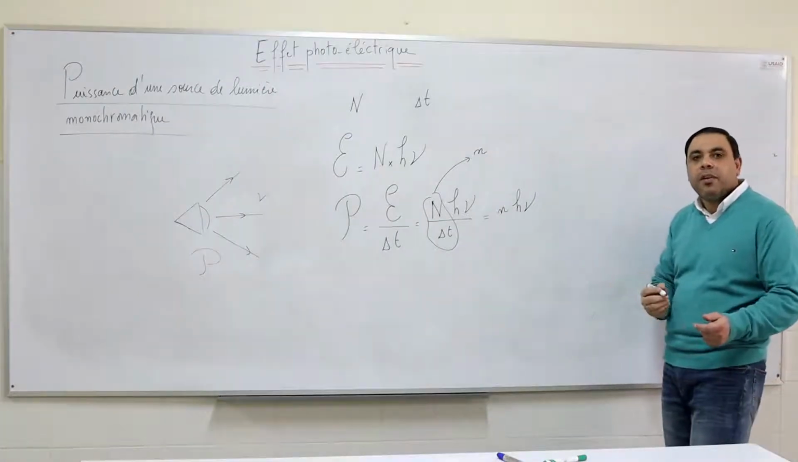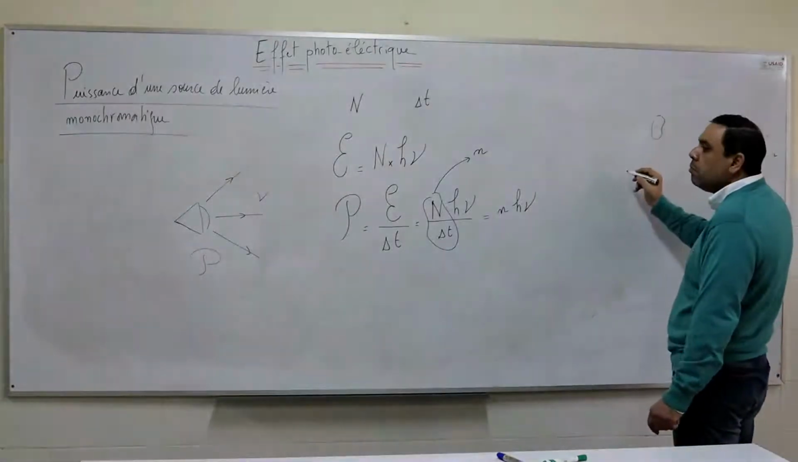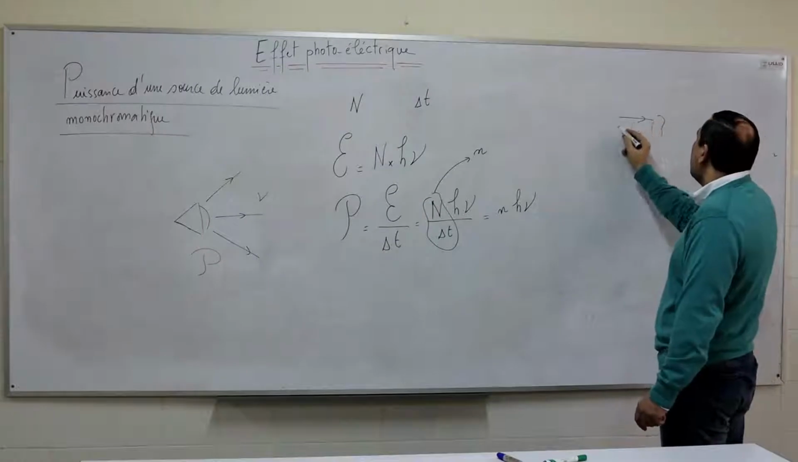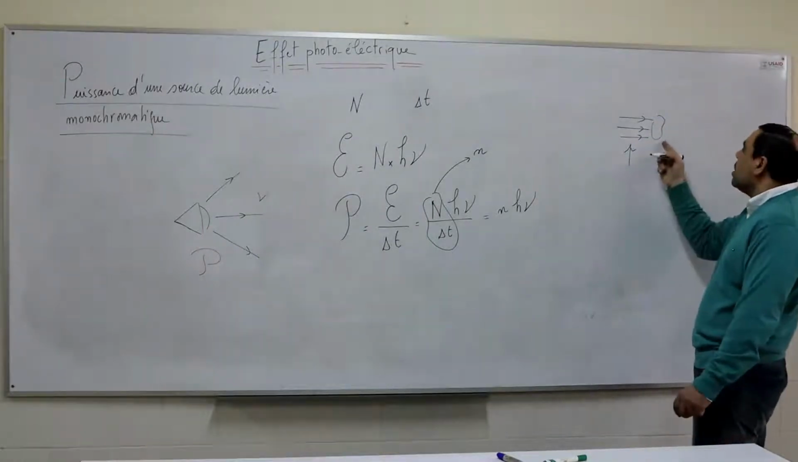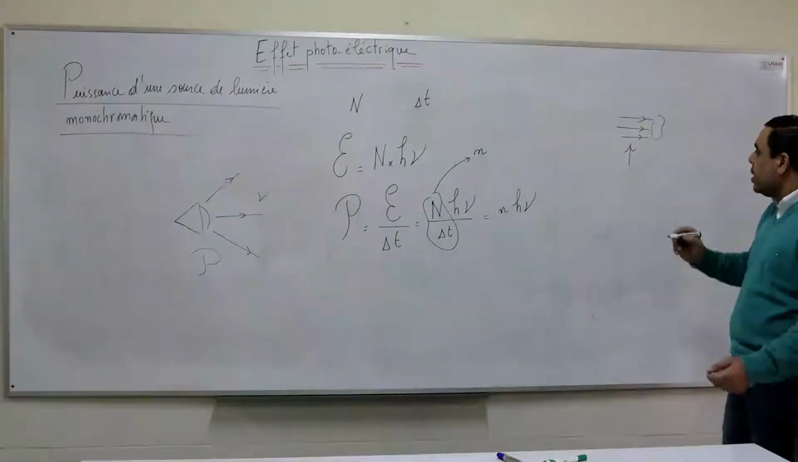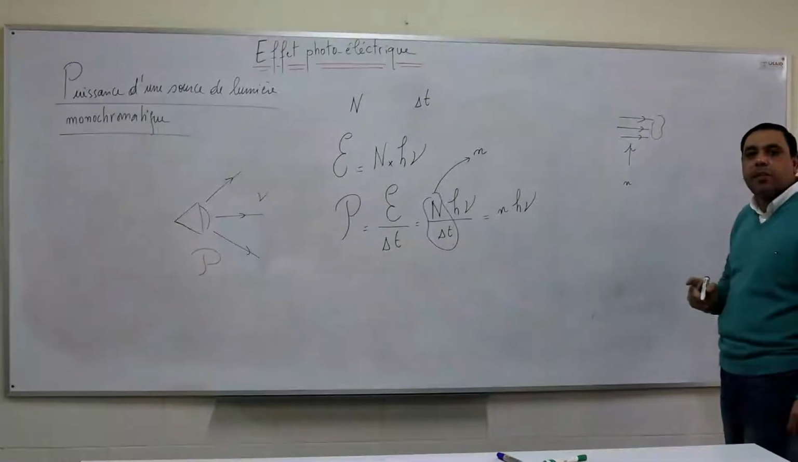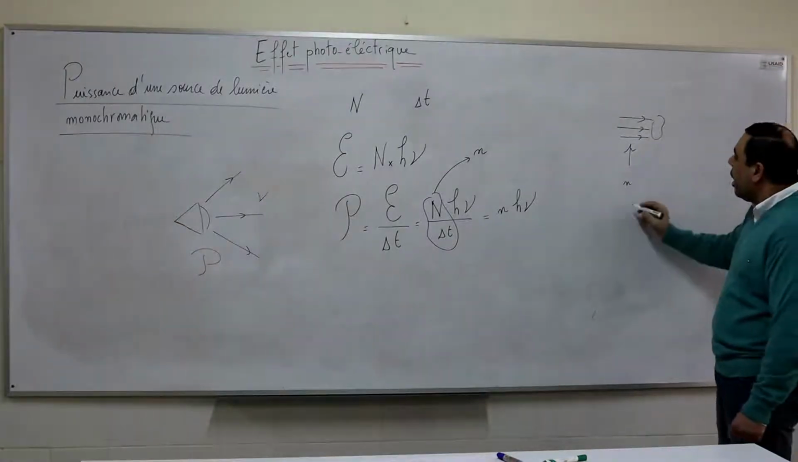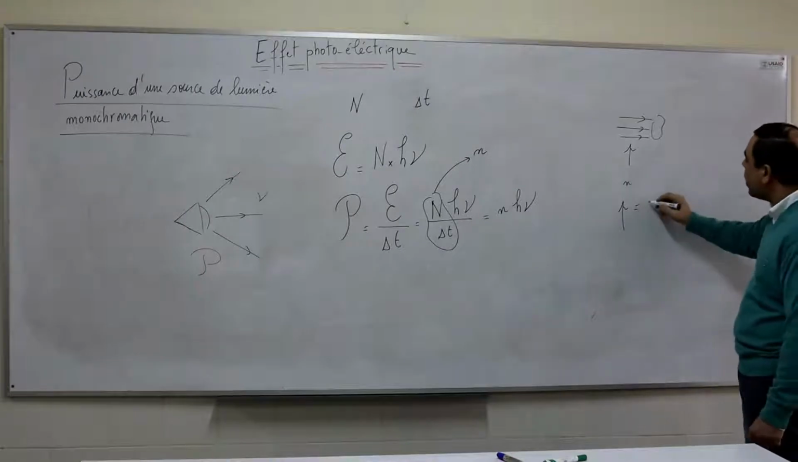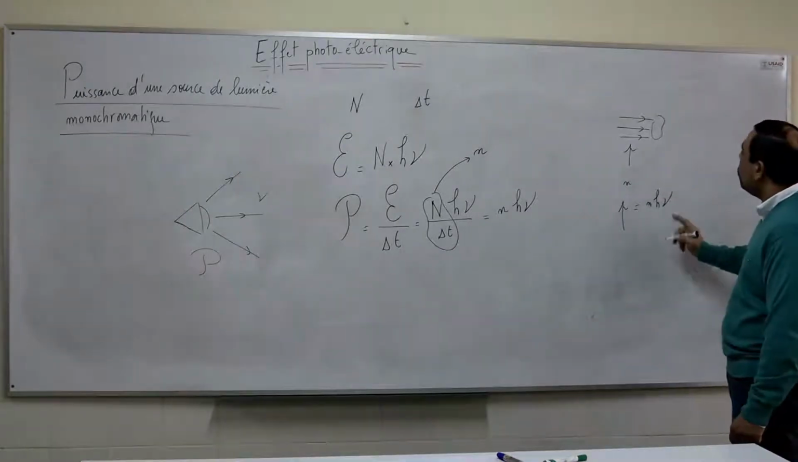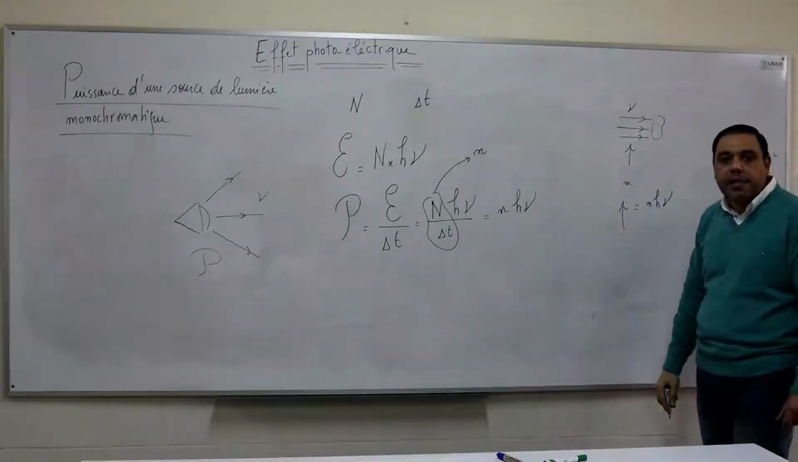Similarly, we can define the power received by a certain surface. This is, for example, the power received by the surface, and n is the number of photons received by the surface per second. Then the luminous power received by this surface is n h nu, where nu is the frequency of the radiation that is absorbed by the surface.